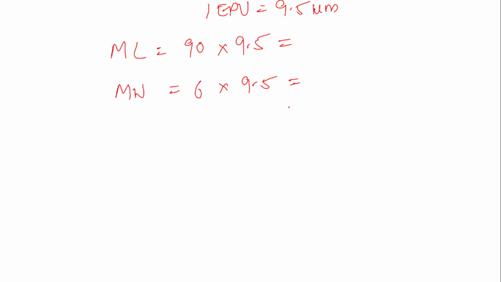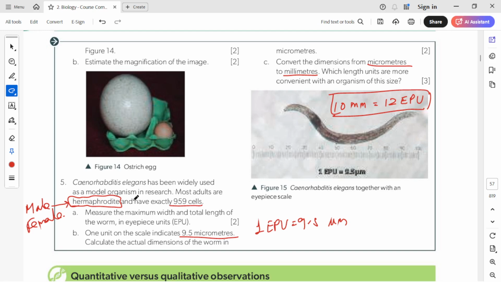So the multiplication, this will be somewhere around 57 micrometers, and this is somewhere around, okay, sorry, I've done it reverse. So 90 into 9.5 is somewhere around 855 micrometers, and this thing will be 57 micrometers. So maximum width will be 57 micrometers and maximum length will be 855 micrometers. So let's see the next question now. So this was question number 5 B.